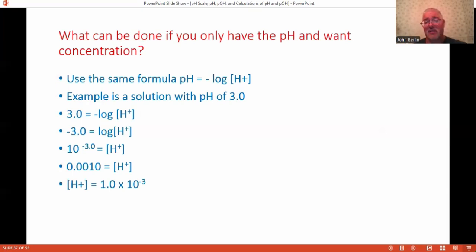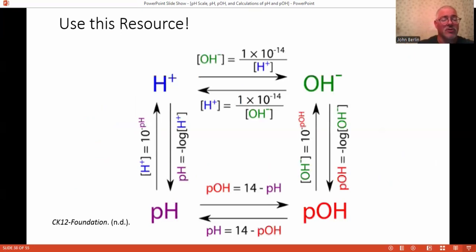Basically, raise the log to the power of 10 in this case. And you lose the log, and you get 10 to the negative 3 equals H plus. And then that gives you 0.0010 equals the concentration of H. And to put it in a format you recognize, the hydrogen concentration is going to equal 1.0 times 10 to the negative 3. So remember that. We're going to be doing that.